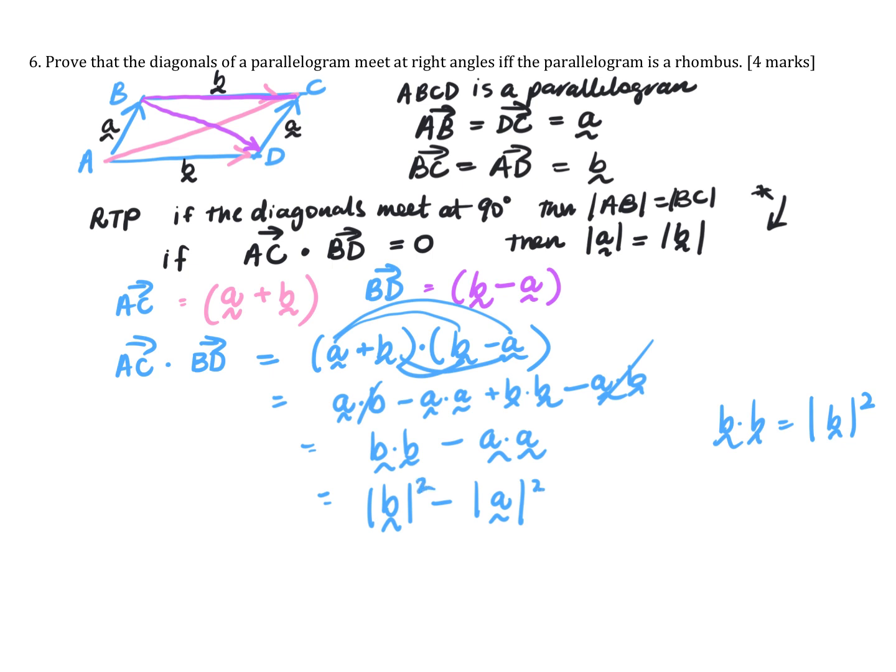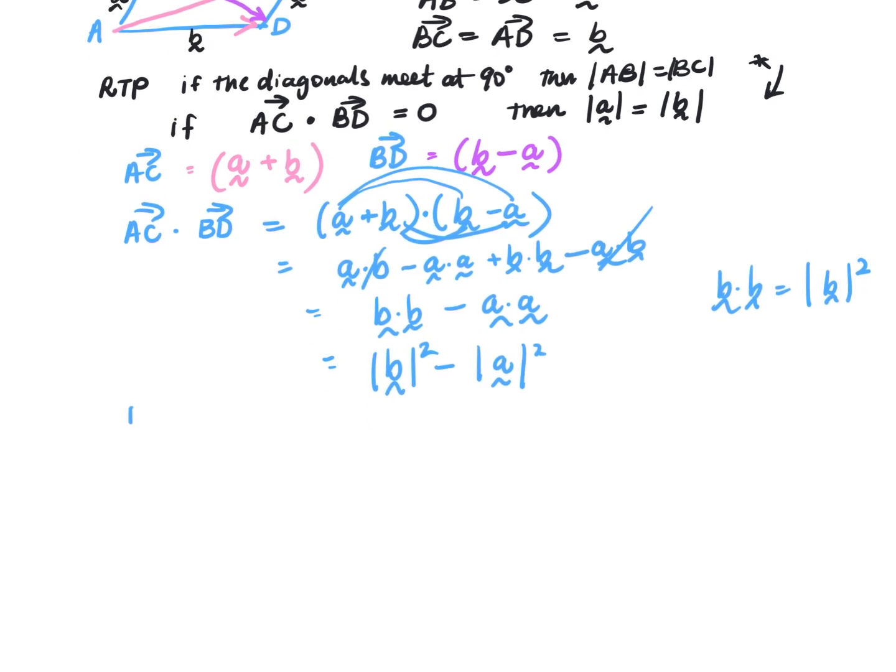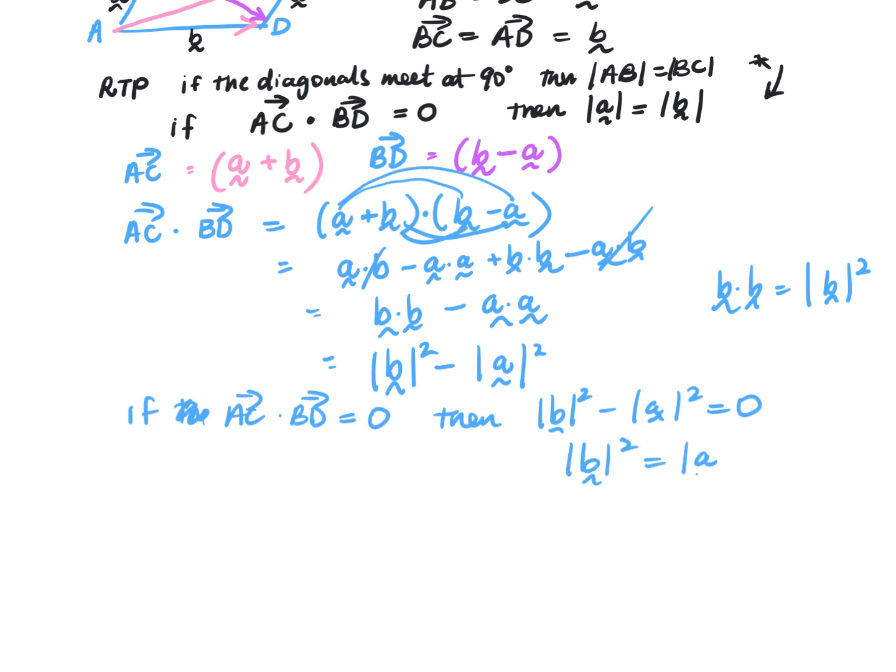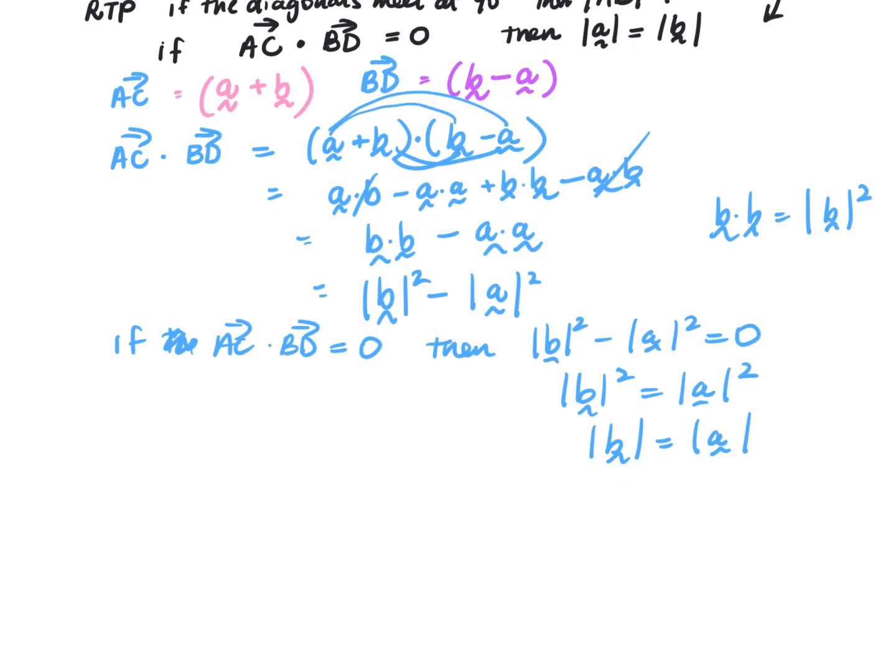Now I'm going to use some words. If AC dot BD is equal to 0, then magnitude of B all squared minus magnitude of A all squared is equal to 0. And then magnitude of B squared is equal to the magnitude of A squared, which means magnitude of B is equal to the magnitude of A. Then I'm going to write something here.